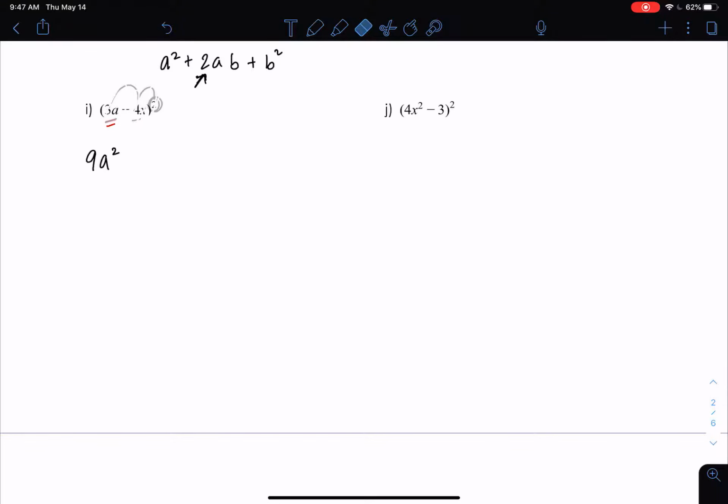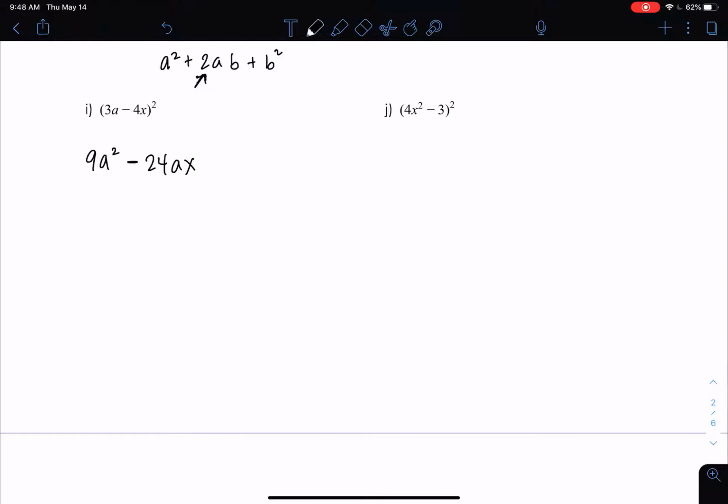So watch. I'll always draw this to remind me. So 3 times 4 is 12, times 2 is 24. Since there's a negative here, I know that becomes a negative 24. These signs always match. But then we need our variables. So remember, we just copy down the a and the x, just like how in the last problem, we copied down the x and the y.